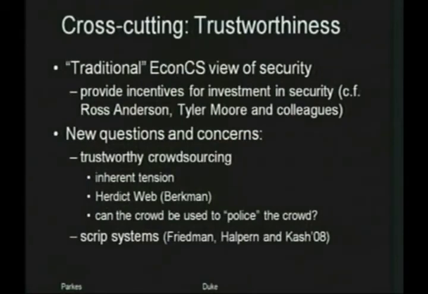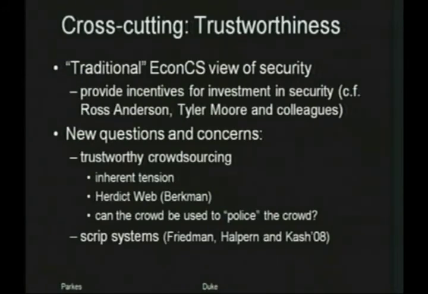Final comment I wanted to make that I didn't mention in terms of incentive engineering for the internet in the internet age is to do with trustworthiness. Of course, there is this traditional, at this point, econ CS view of security challenges for systems, where you should worry about the incentives of people adopting new security. Ross Anderson and his group has been leading that, I think, over the years. And then I wanted to point out that there are new questions and concerns.